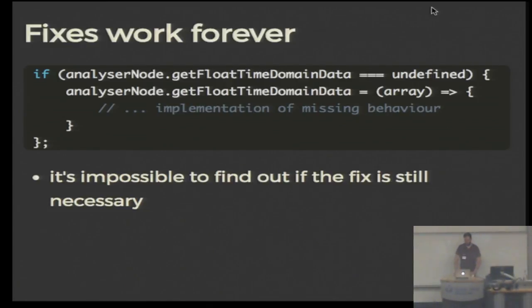Again, it's the same technique. We're just checking if something is there. And if it's there, we use it. If not, we do it on our own. And this will work even if the getFloatTimeDomainData method is once implemented in every browser. This will happily work. It will pass. It will load. And it's just dead code. So it's kind of like a memory leak in your code.